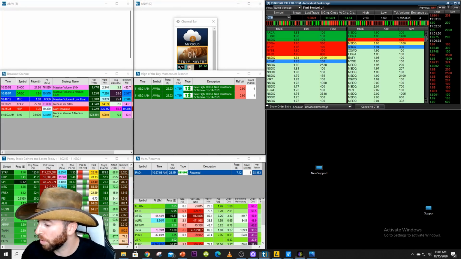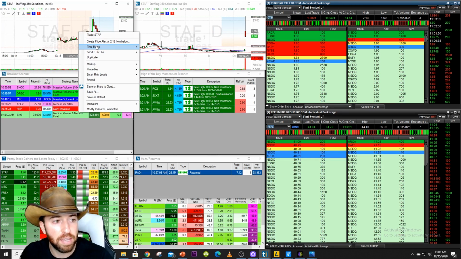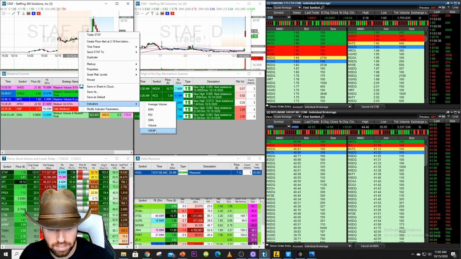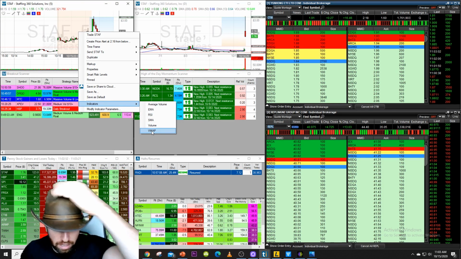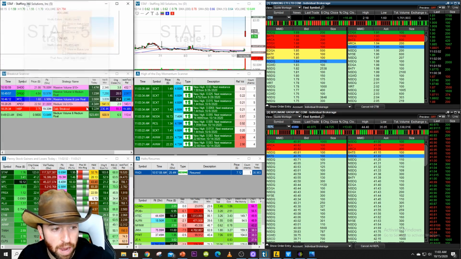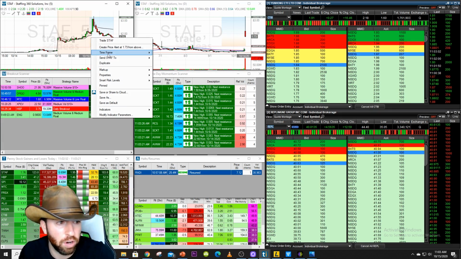Now, the only indicator I'm going to be using on the actual 1 minute chart right here is going to be the VWAP. The VWAP is the volume weighted average price. And as you can see, it's a very popular indicator. It's one of the few indicators that come up standard right on Trade Ideas, because the VWAP is an indicator that the majority of traders are going to use.